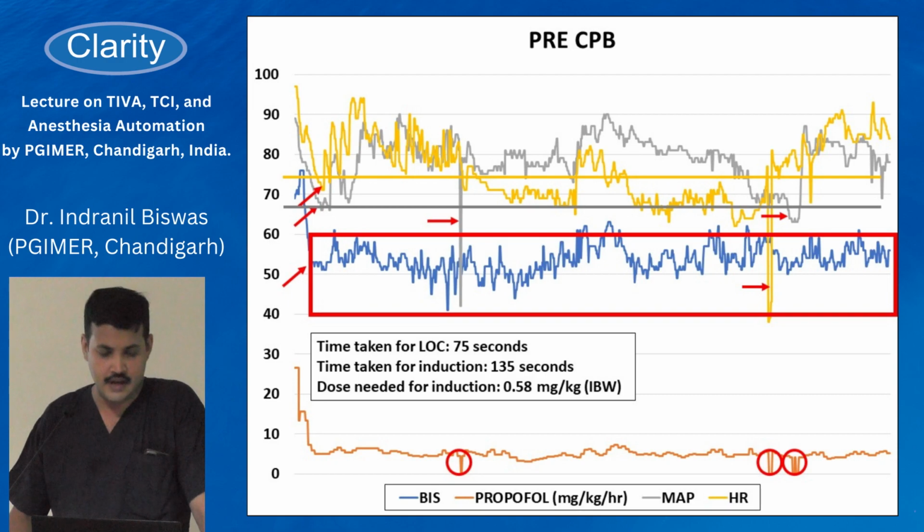Now you see this is the initial drop. This arrow indicates the initial drop of BIS at the time of induction. So from around 70 it came down to 50. So that is the induction point.